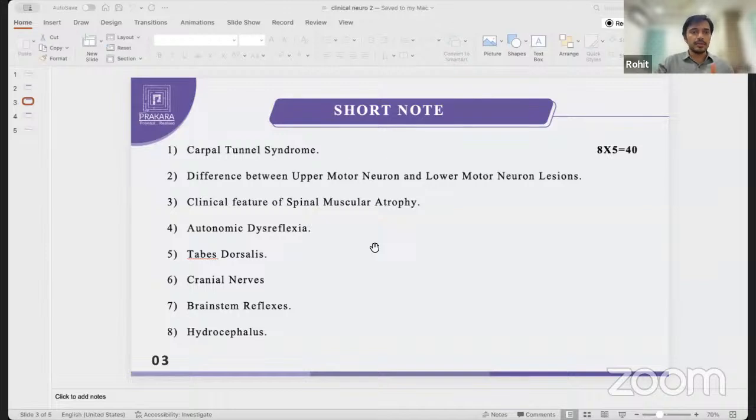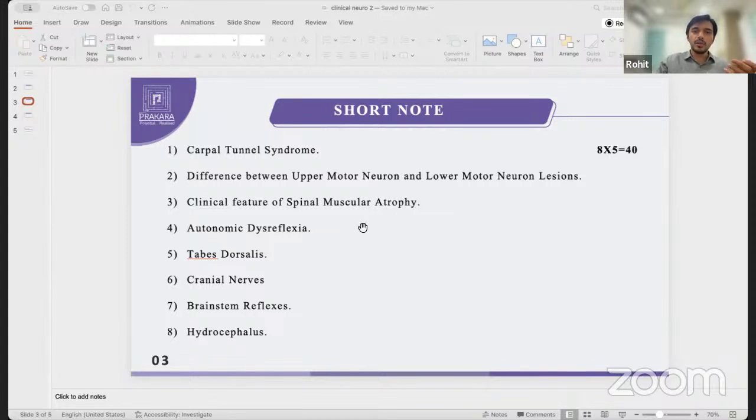The next question is differences between upper motor neuron and lower motor neuron lesions. Upper motor neuron lesions are lesions that occur in the central nervous system, whereas lower motor neuron lesions are the ones that occur in the peripheral nervous system. Upper motor neuron lesions can be in the cerebral hemispheres, cerebellum, brainstem, or spinal cord, while lower motor neuron lesions start from the anterior horn cell, nerve roots, peripheral nerves, neuromuscular junction, or muscle itself.